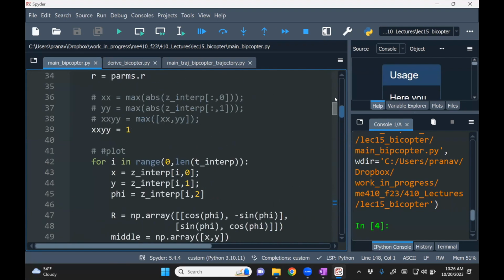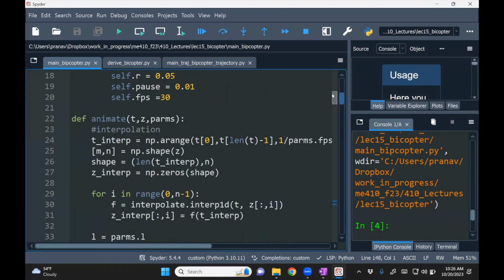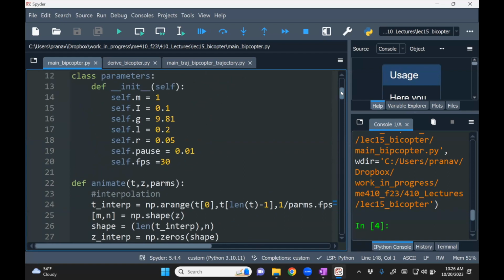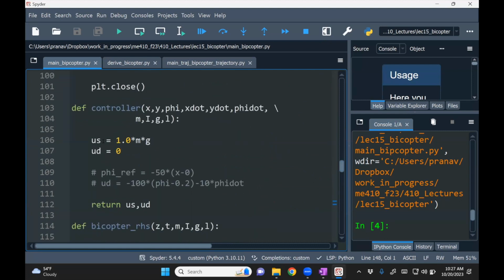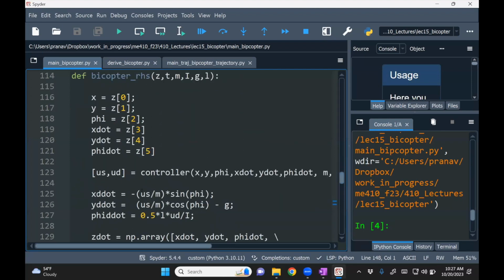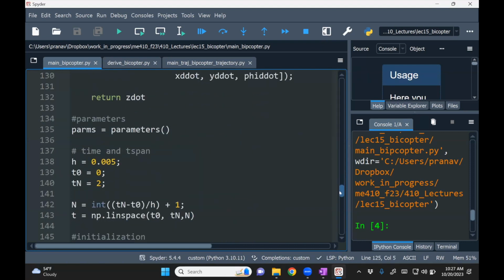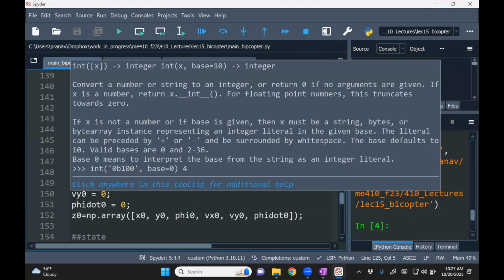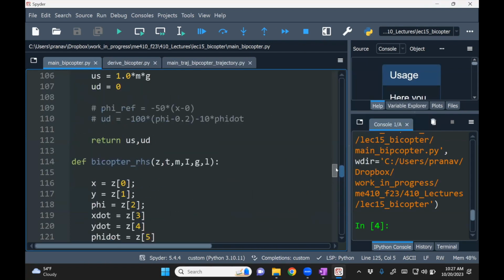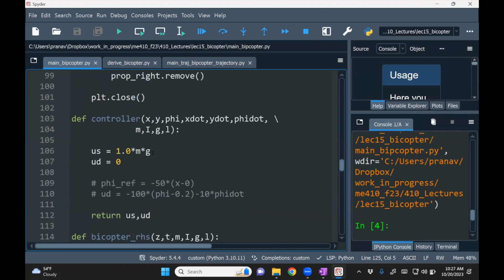Okay, but what goes into the code is some parameters. So those parameters are here. Mass is 1, inertia is 0.1, gravity 9.8, length is 0.2, and so on. The animation routine, which I will not discuss. The controller, we can change US and UD the way we want. The right-hand side for the bicopter, these are the equations which I wrote down. And then what we can do is set up the initial conditions here. So velocity in x, velocity in y, phi dot. So what I did initially was I just set US equals m times g.